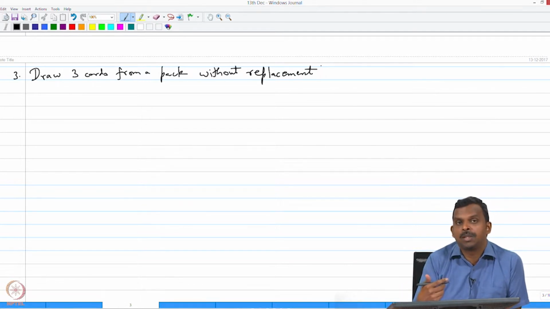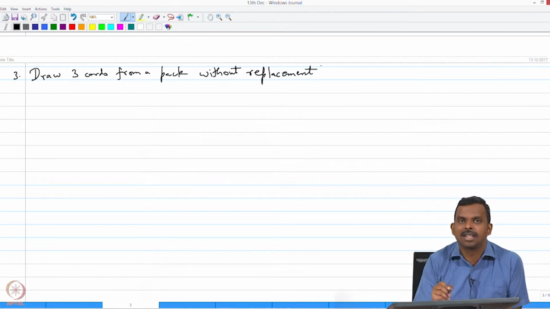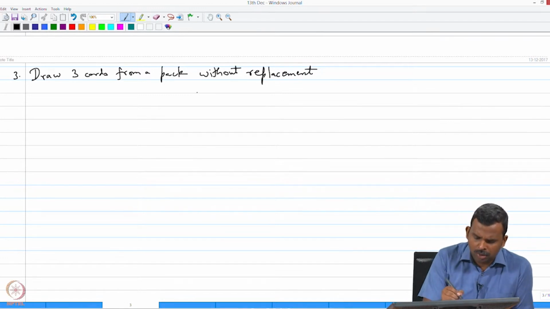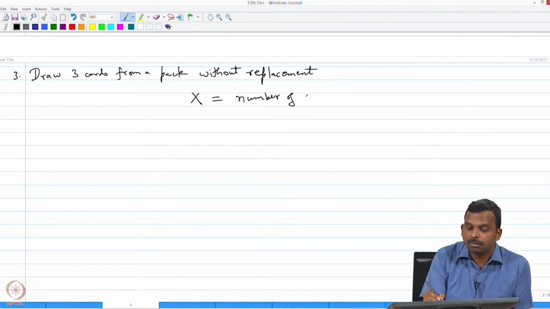So, if you do not do replacement, you remember you have to use some conditional probability arguments and carefully count situations to find the probabilities. You will see that will come up in these cases also, but let us see what is the random variable we can define. So, I am going to just look at one random variable here. Let us say x is the number of spades.